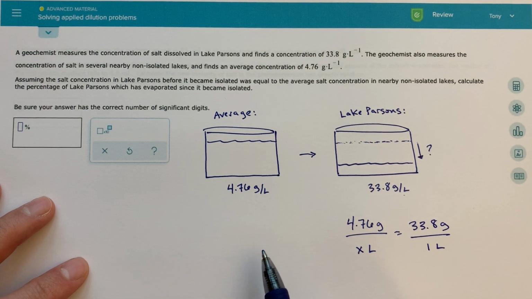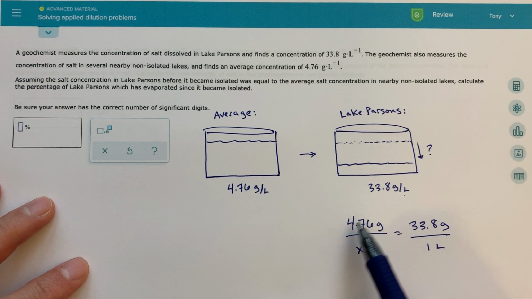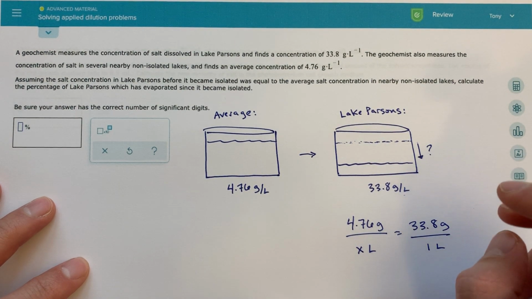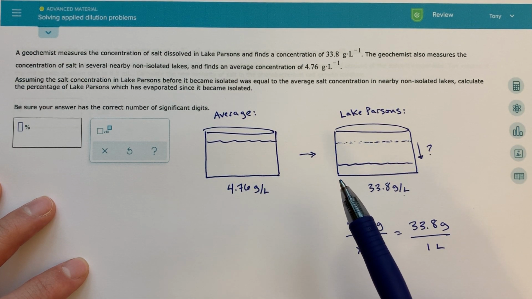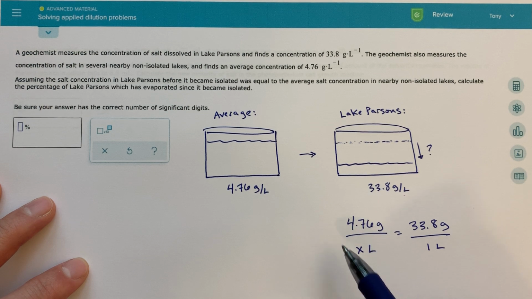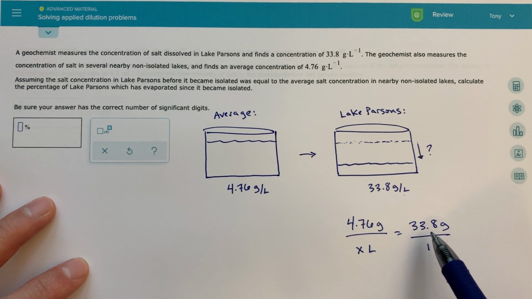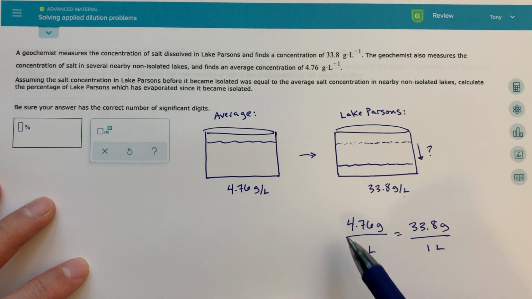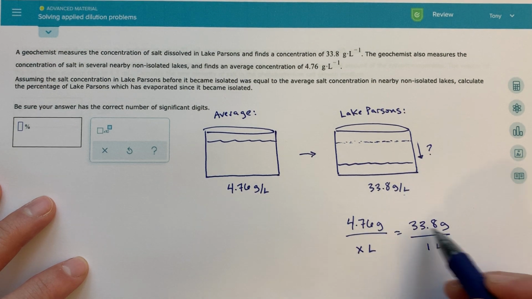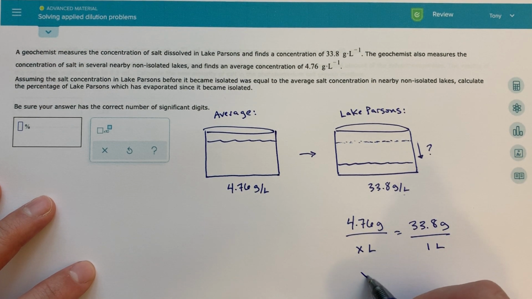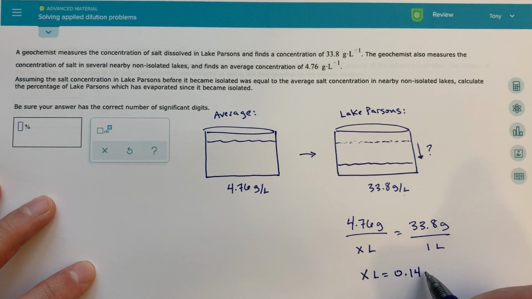So essentially what we're saying here is this 4.76 grams, we're going to say that was our original state, right? So originally, if we had 4.76 grams per 1 liter, that's our 1 liter here, we're going to end up getting rid of some of that liquid, but I want to know how much liquid that's going to take to get to this 33.8 grams per liter. So if we set it up this way, let's go ahead and do the calculation. We can sort of show what we're talking about here. And we solve for x, so this is a cross multiplication, solve for x situation. X liters is going to equal 0.141 liters.